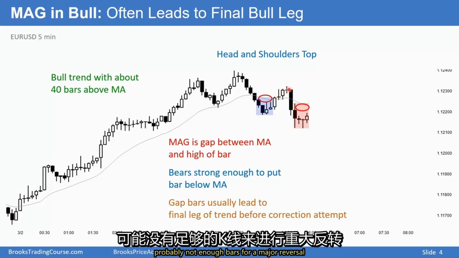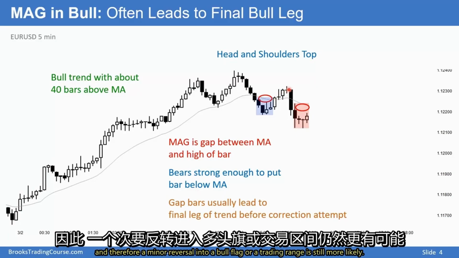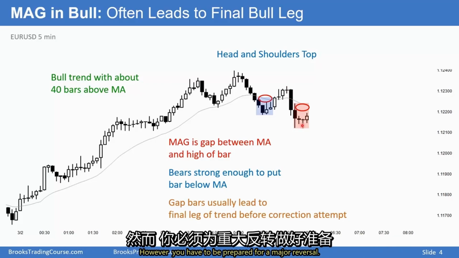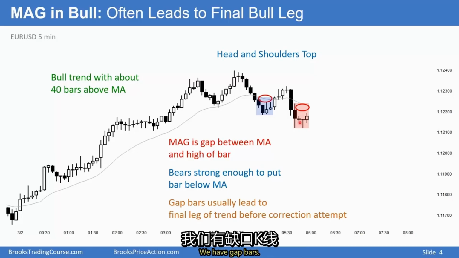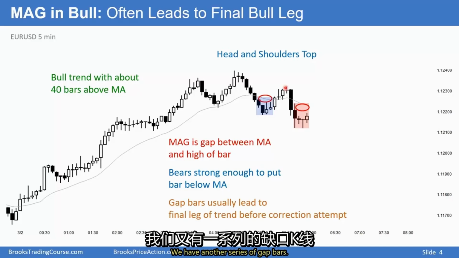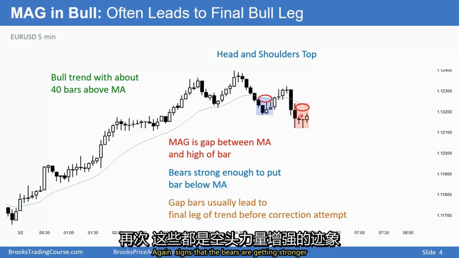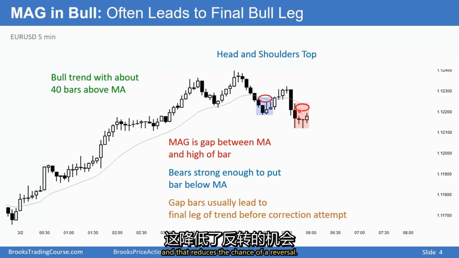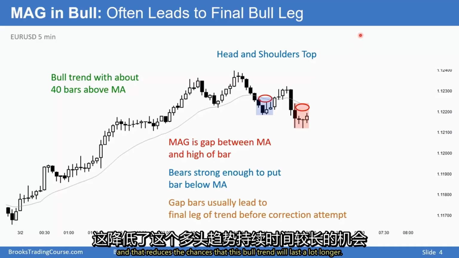And here we have a lower high major trend reversal, probably not enough bars for a major reversal, and therefore a minor reversal into a bull flag or a trading range is still more likely. However, you have to be prepared for a major reversal. We have gap bars, we have a rally to a lower high. We have another series of gap bars, again, signs that the bears are getting stronger, and that reduces the chances that this bull trend will last a lot longer.